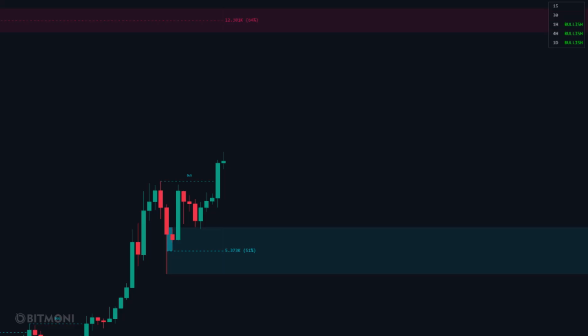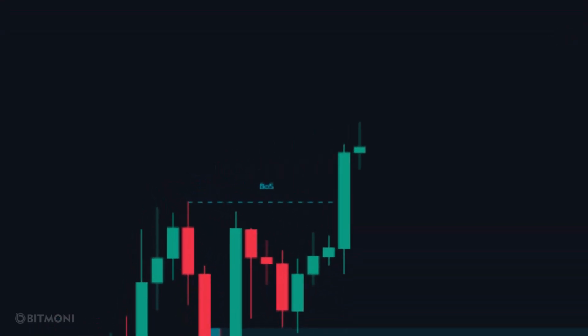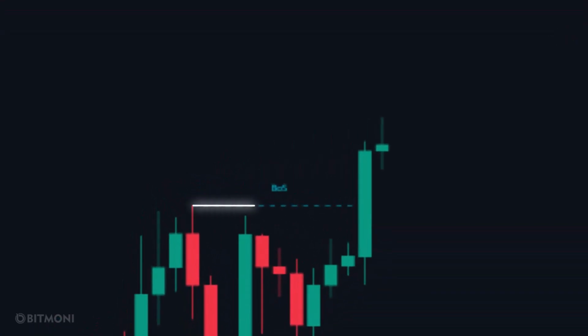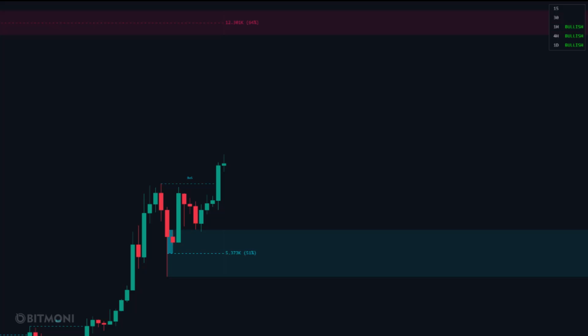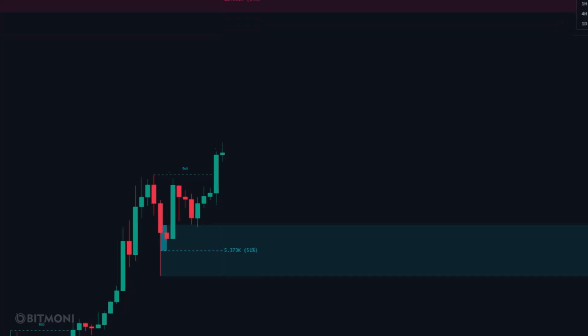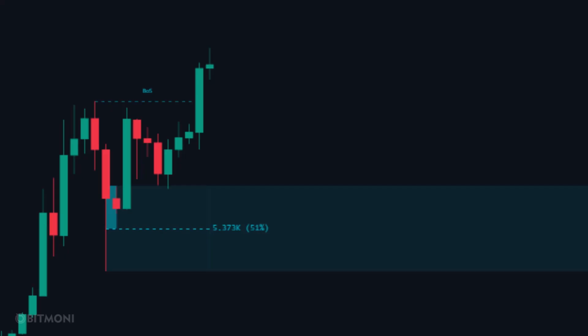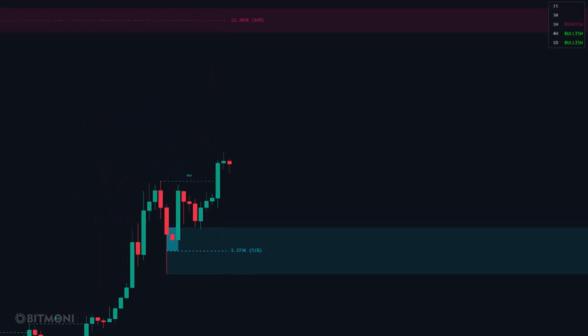Now that we've established the market direction, the next step is to identify the most recent break of structure. As shown on the chart, the indicator has clearly marked a bullish break of structure, confirming continued upward momentum. Following that, we look for a valid order block. Just below, the indicator has identified and plotted a fresh bullish order block, which will serve as our primary zone of interest.